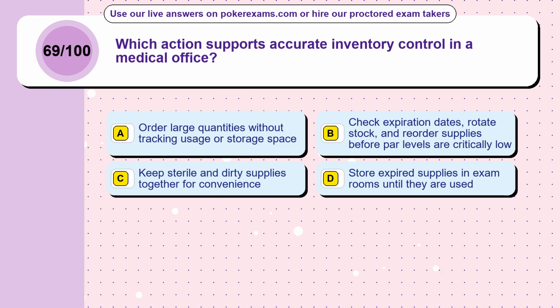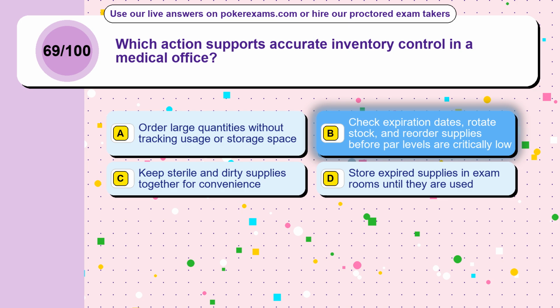Question 69. Which action supports accurate inventory control in a medical office? Option A. Order large quantities without tracking usage or storage space. Option B. Check expiration dates, rotate stock, and reorder supplies before par levels are critically low. Option C. Keep sterile and dirty supplies together for convenience. Option D. Store expired supplies in exam rooms until they are used.